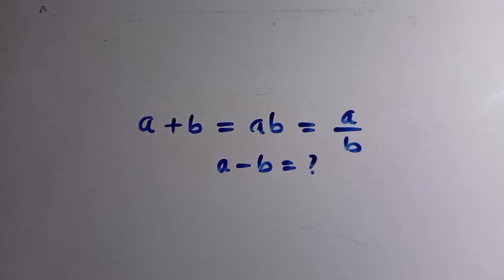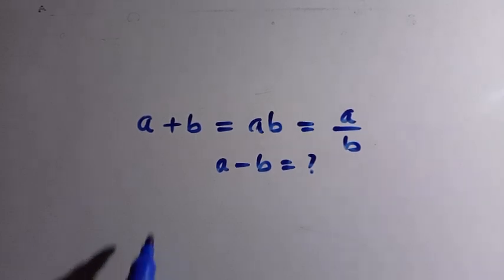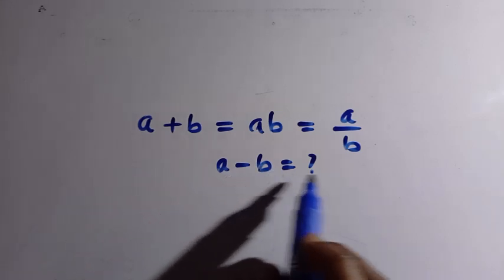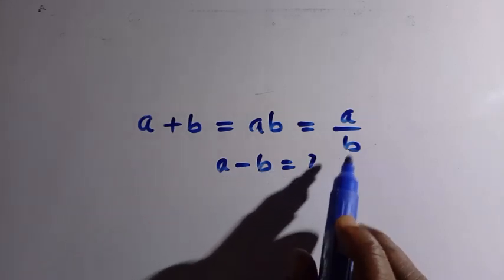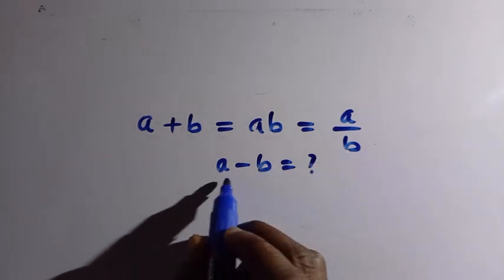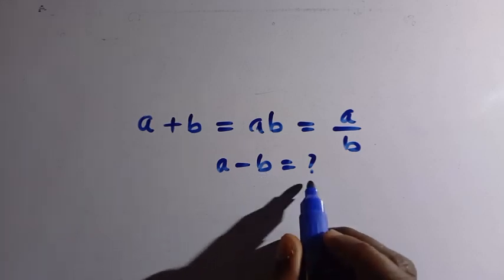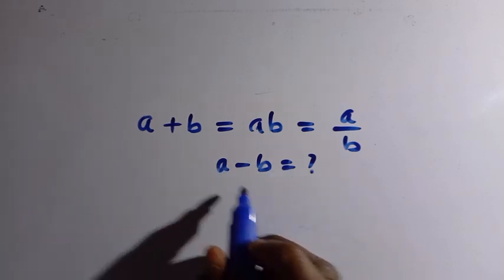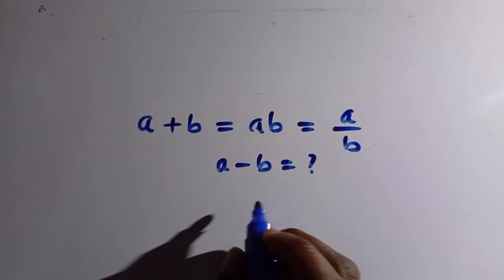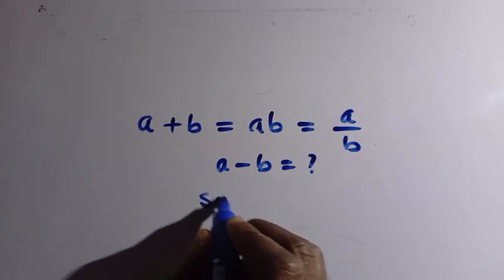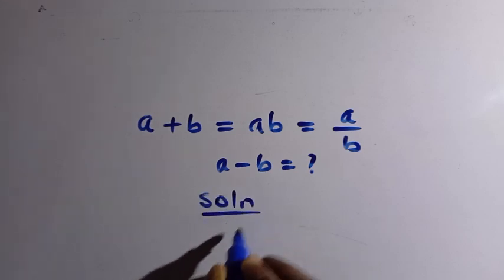How to solve these nice algebraic equations? We are given a plus b equals ab, plus ab equals a divided by b. I want to find a minus b for this system of algebraic equations. So the first thing here is we consider the solution.